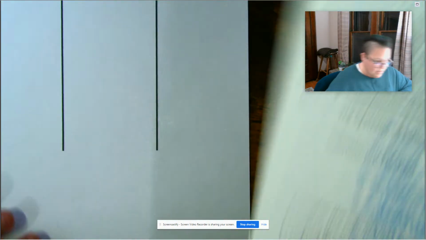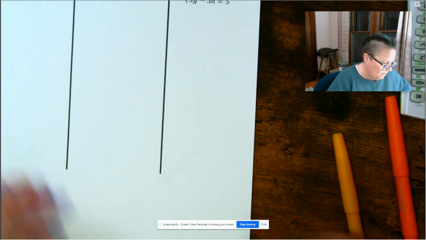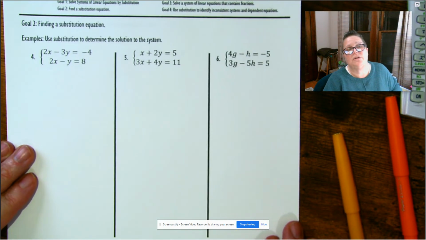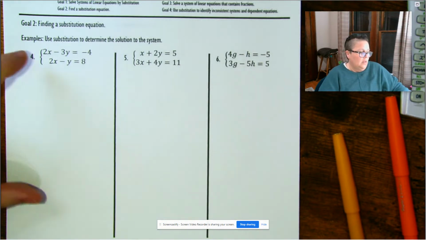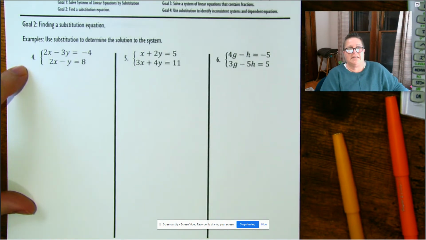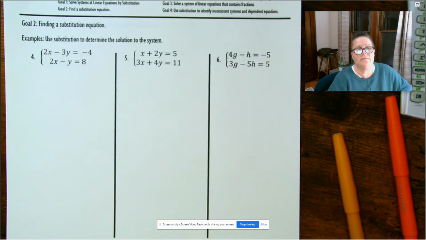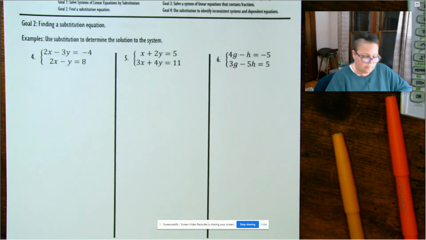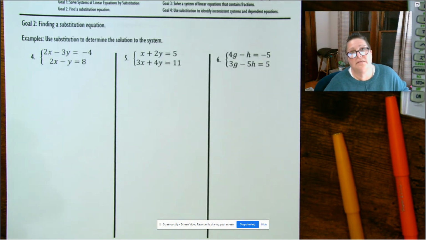All right. So now we kick it up just a notch. Sometimes when you have to use substitution, or when you feel substitution is necessary, you don't have a letter already solved for. In problem number 4, we see that example. Here we have 2x minus 3y is equal to negative 4, and we have 2x minus y is equal to 8. We can solve for x's. We can solve for y's.